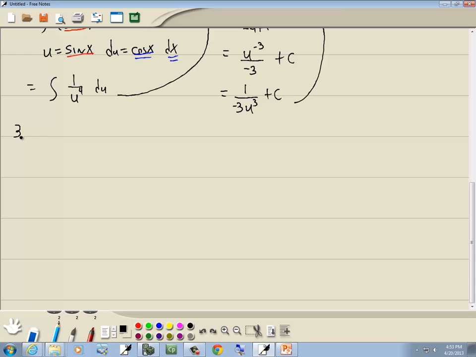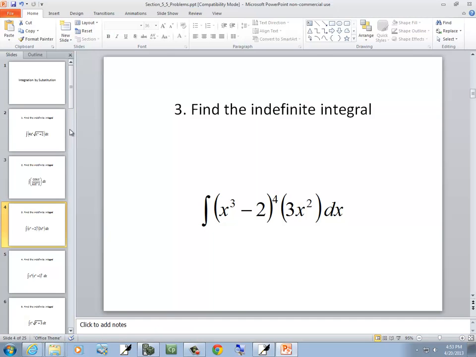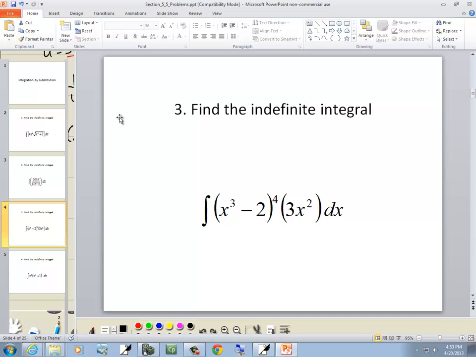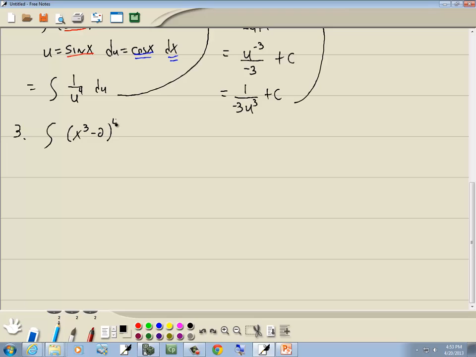Let's take a look at problem number 3. We've got the integral of x to the third minus 2 to the fourth power, 3x squared dx. Again, our U-substitution. If we have parentheses to a power, we let u equal to what's inside the parentheses. So u is equal x to the third minus 2.